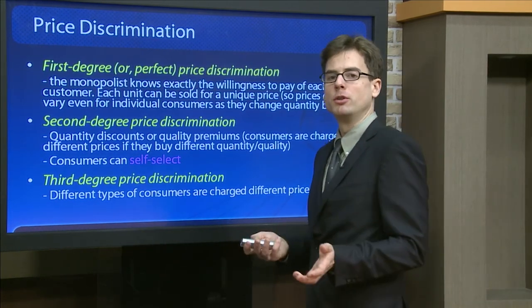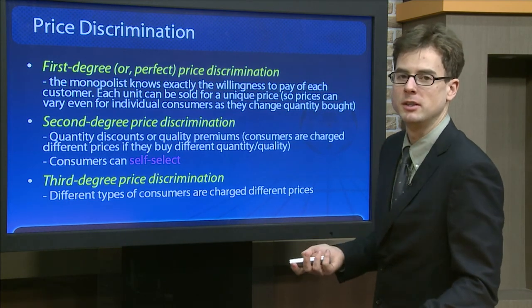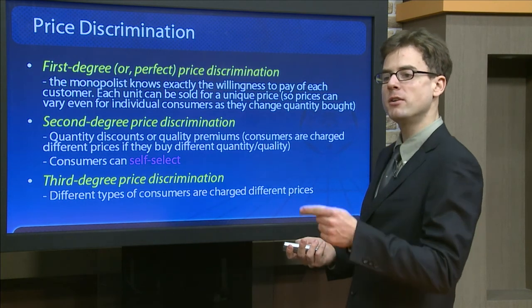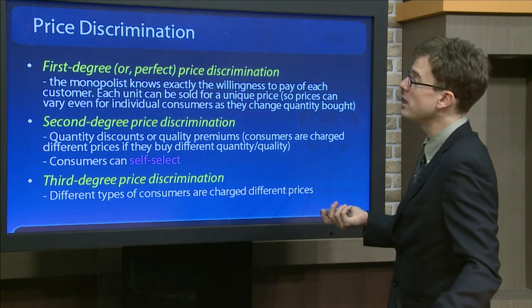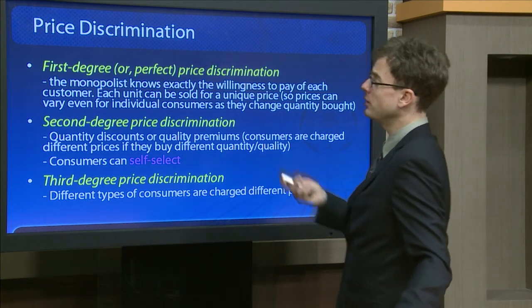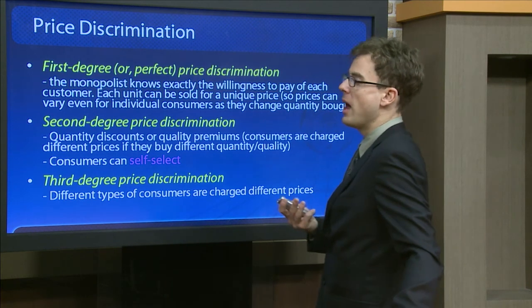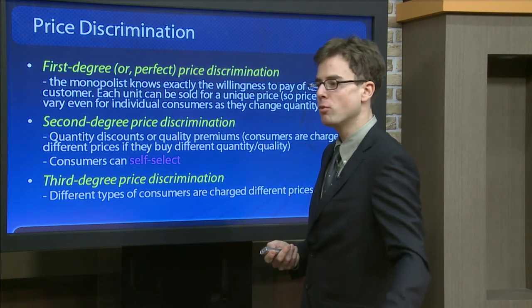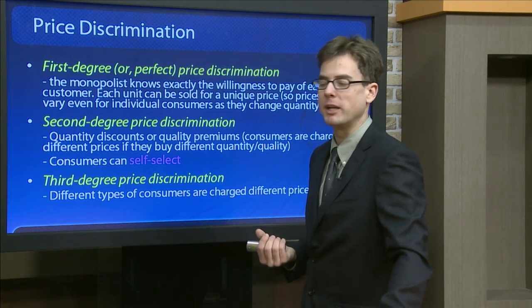In general, you should think that prices don't have to be constant in the marketplace. Companies can offer different prices to different consumers. We can distinguish three kinds of price discrimination. First degree or perfect price discrimination happens when every consumer can face a different price, or in general, when every unit of output that is sold in the market can be sold for a different price.